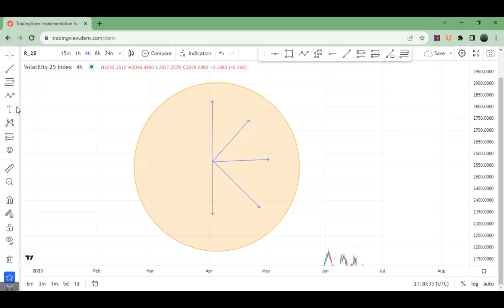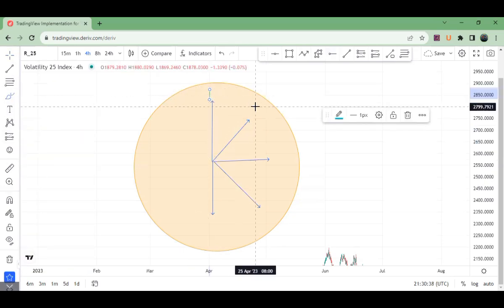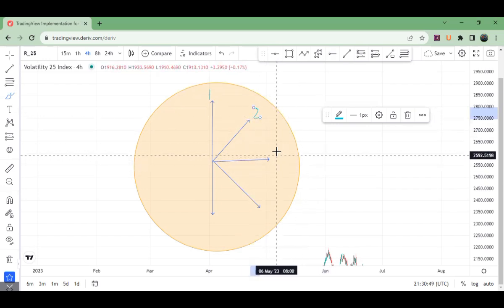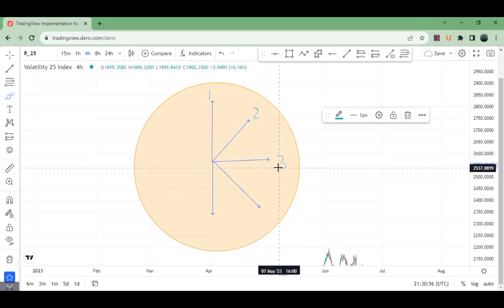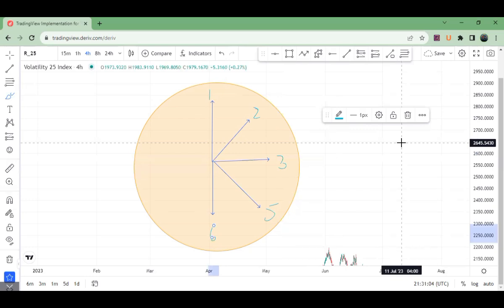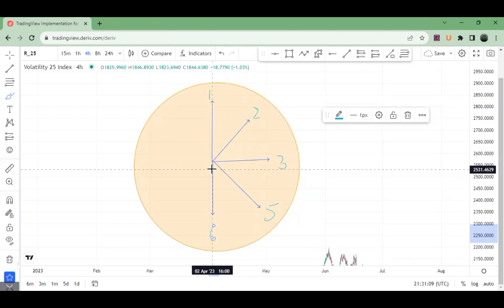Then we have one, we have two. All right, so this here is what is just like a clock.